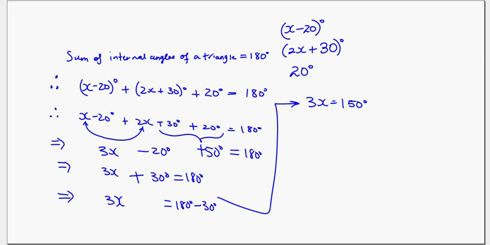Okay? And therefore x must be equal to 150 divided by 3. Because if I divide 3x by 3, I'll get x. And I must also divide the other side by 3 as well. So what happens here is that x will be equal to 50 degrees. x equal to 50 degrees.